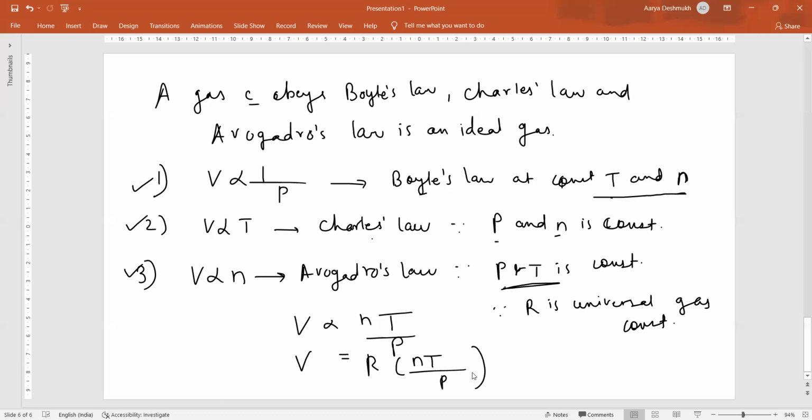Now this equation, V equals RnT divided by P, can be written as PV equals nRT. This is nothing but the ideal gas equation. You will need this ideal gas equation this year and next year also. So in the next lecture, we'll talk about the values of R, the universal gas constant, in different units. Thank you.